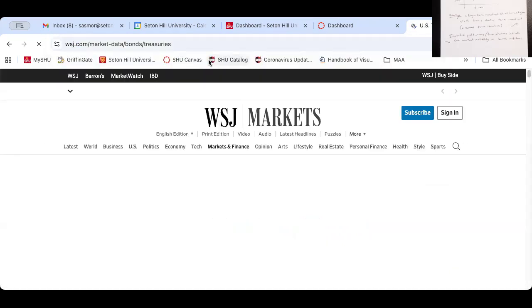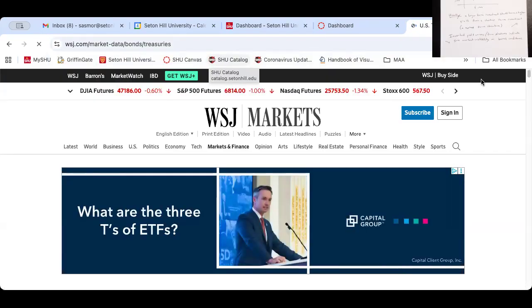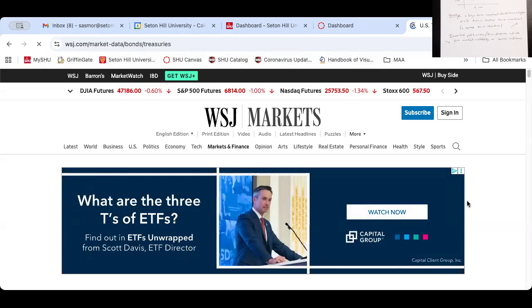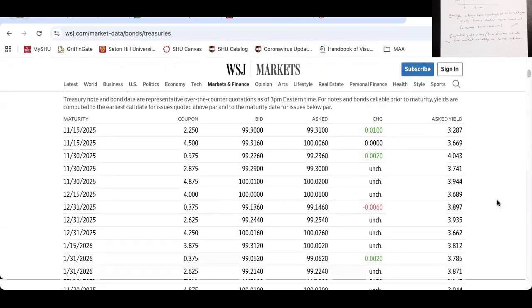The Wall Street Journal has an entire discussion, ignore this ad at the top here, of notes that mature at different dates. Please notice, I've got 3 different bonds whose date of maturity is November 30th, 2025. And they're very different coupons, bid prices, ask prices, and the asked yield. They're all different.